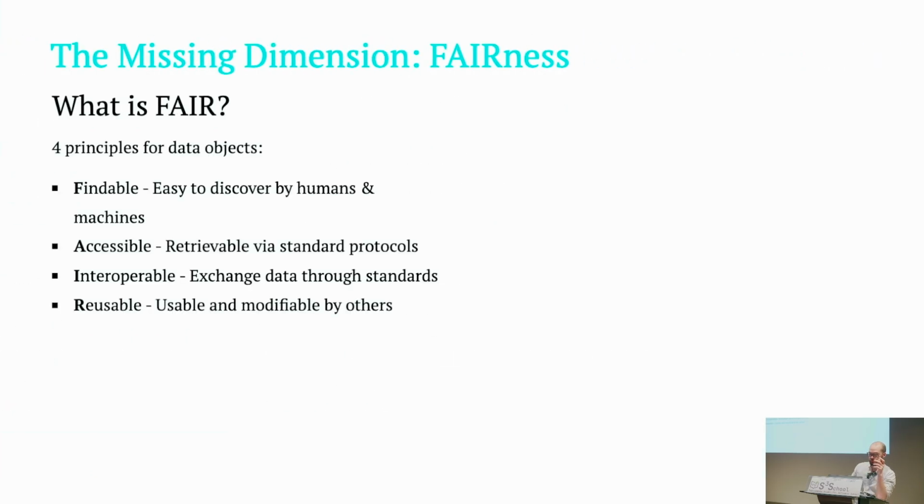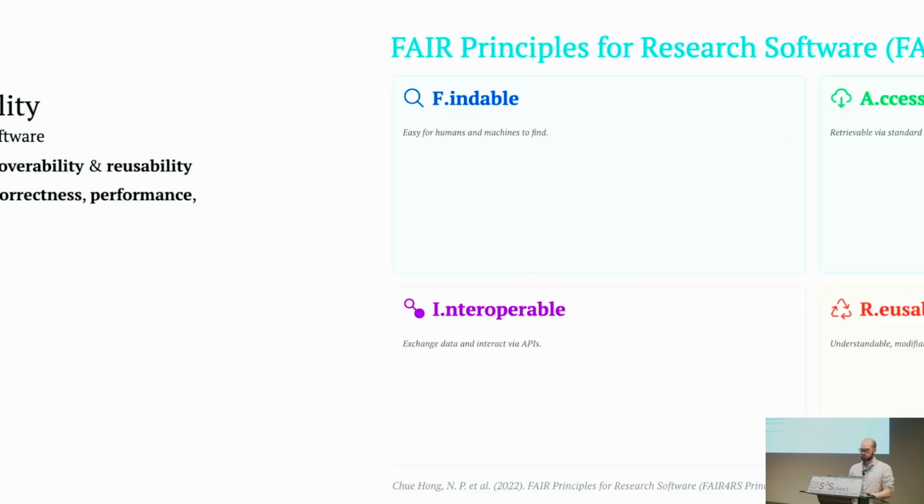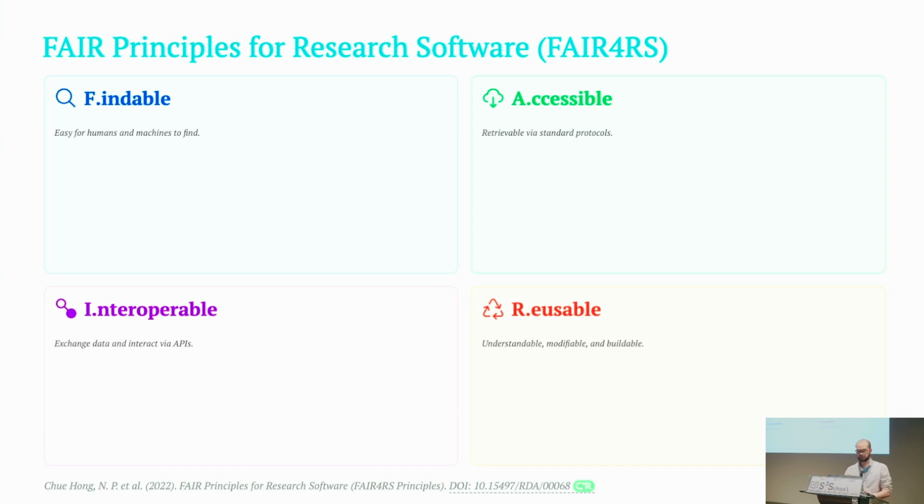So FAIR, as you know now, is these 4 principles: findable, accessible, interoperable, and reusable. And they have been developed more for data objects. So software is a kind of data, but it has its own principles. And fairness is all about discoverability and reusability of the data. It's a part of quality. It ensures discoverability and reusability. But it's not all the software quality, of course. There are the other dimensions that we saw before.